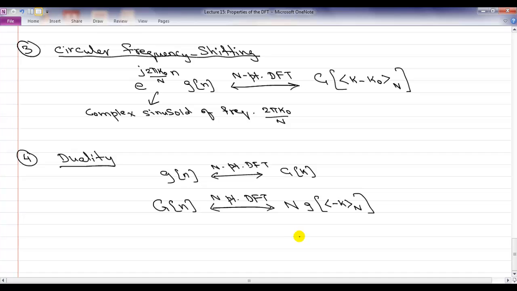And just to remind you, you can simplify this further. This will be equal to N g[N minus k] just by the definition of this mod operation, and N g[0] for k equal to 0. So 0 mod N is 0, but minus, for example, k mod N is N minus k.